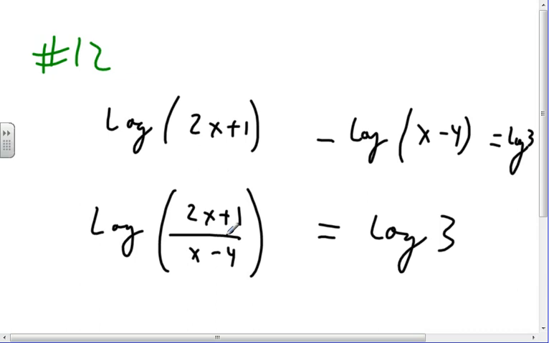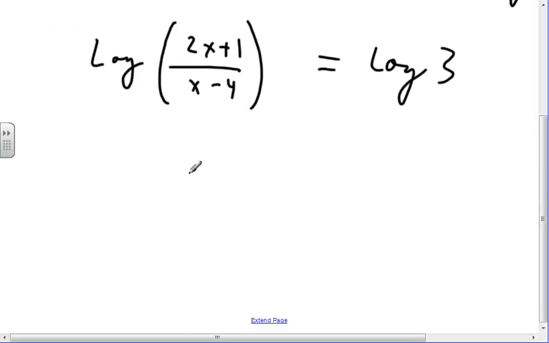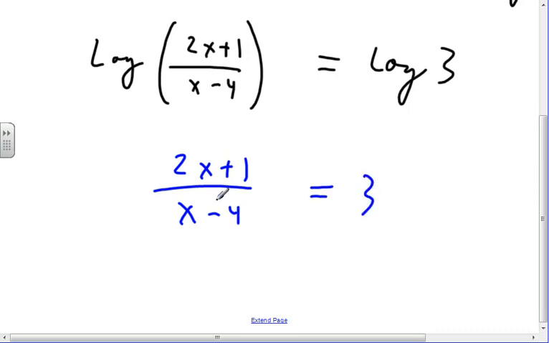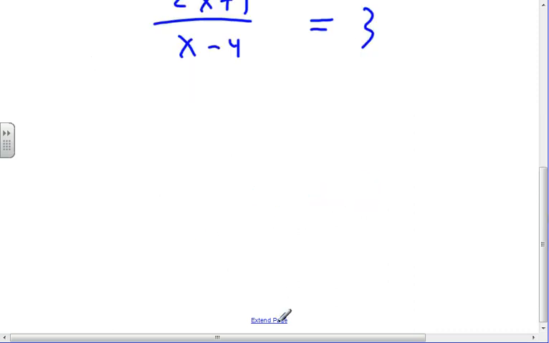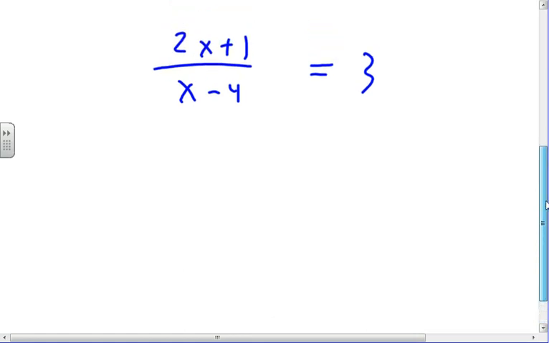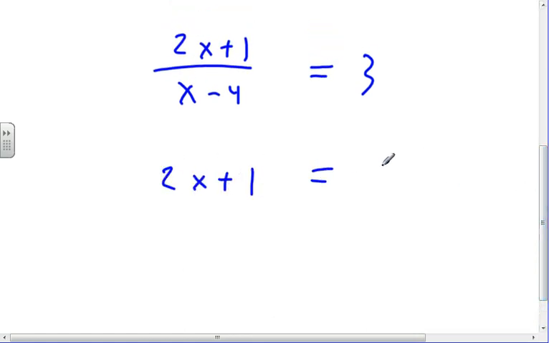Now we have some argument is equal to some argument, and the logs are the same base, and I can just write down 2x plus 1 divided by x minus 4 is equal to 3. Now we can just guess. Oh, I guess not. All right, we can cross multiply. 2x plus 1 equals 3x minus 12. So I got 13 on this side, and x is equal to 13.